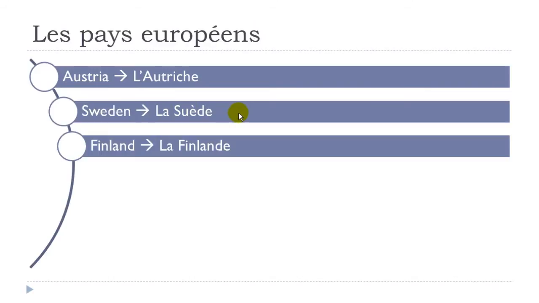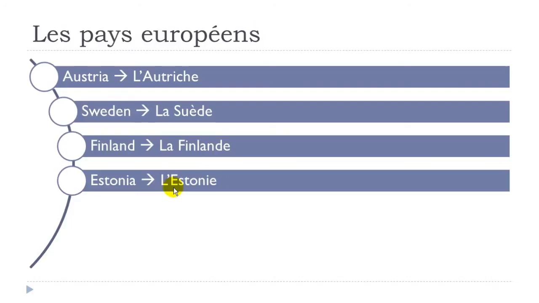La Finlande. I-N here, nasal, un, A-N, nasal, en, and then D, final E, not pronounced. La Finlande. Okay. L'Estonie, final E, not pronounced. L'Estonie.